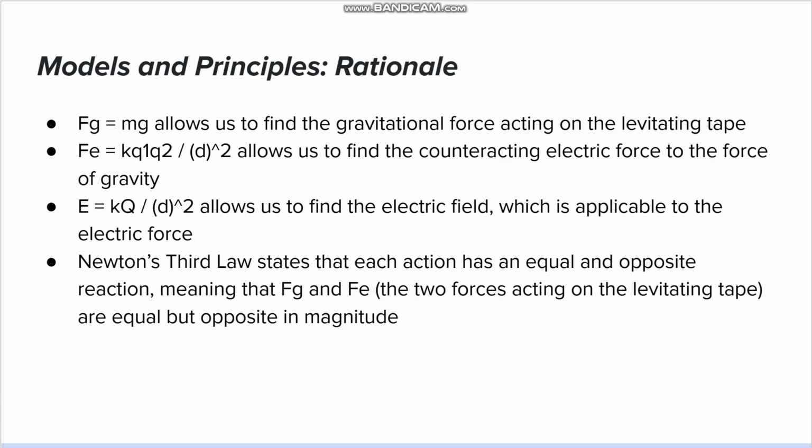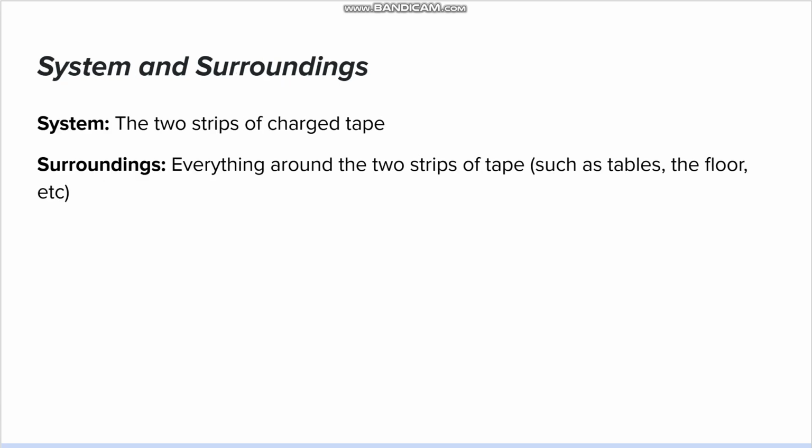The rationale behind all these models. Fg is equal to mg allows us to find the gravitational force acting on the levitating tape, and the electric force equation allows us to find the counteracting electric force to this force of gravity. The electric field equation allows us to find the electric field, which is applicable to the electric force, and Newton's third law states that each action has an equal and opposite reaction, meaning that Fg and Fe are equal but opposite in magnitude in order to substantiate levitation.